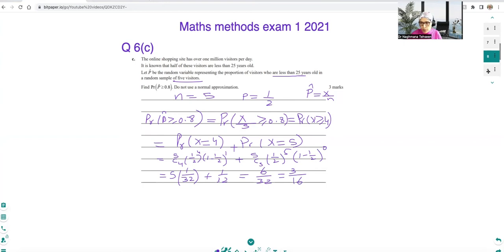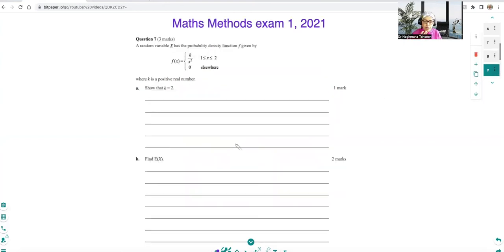Okay, so now we move on to question number 7, where the probability density function is given. We want to show that k is equal to 2. What we're going to use is that the total probability of this function should be equal to 1. So that means integrating from 1 to 2 of k over x squared dx is equal to 1. By doing this simple anti-differentiation, we get x to the power -2, from 1 to 2, dx is equal to 1.